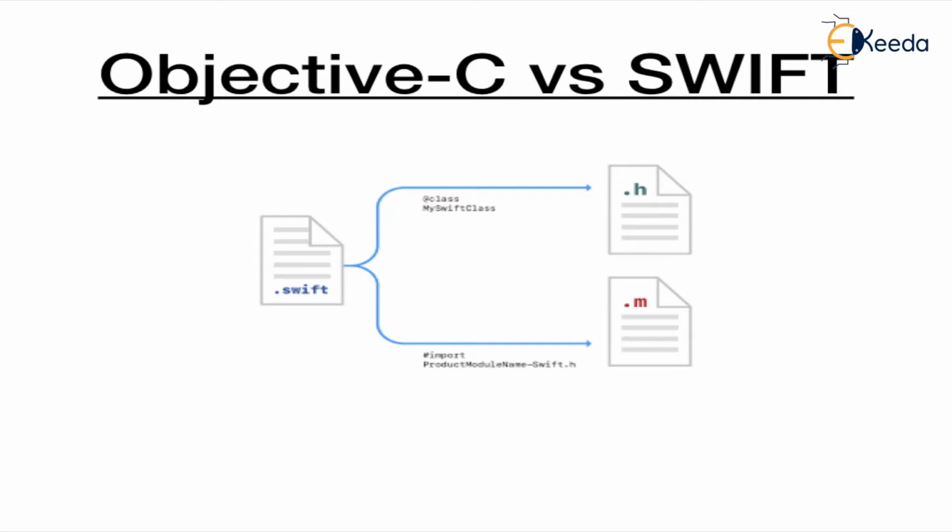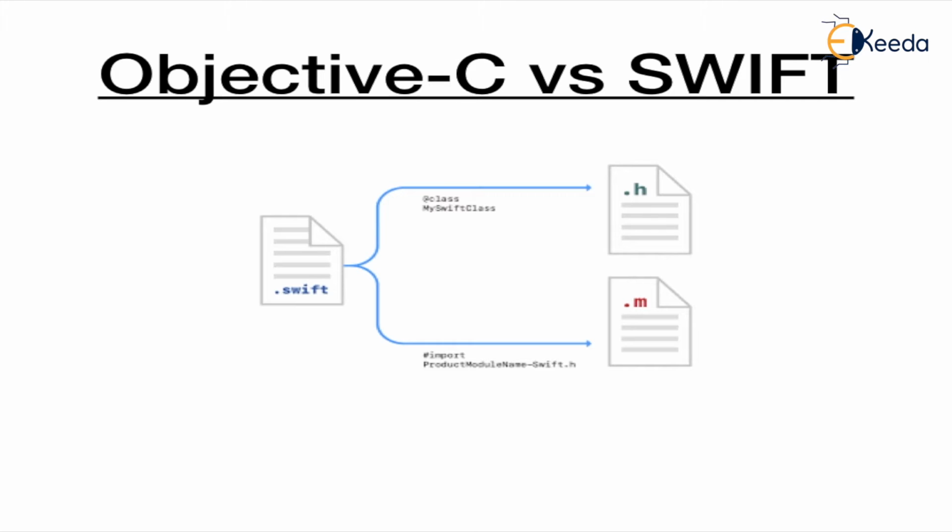First thing, Objective C is right now outdated. In Objective C development, the file structure was divided into two different files. Here you can see the .h file and the .m file.